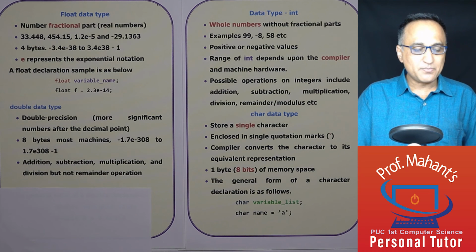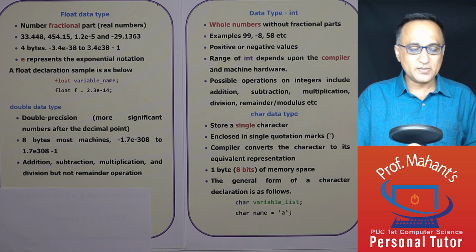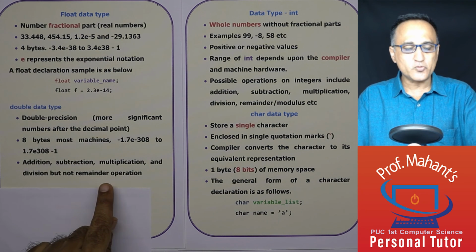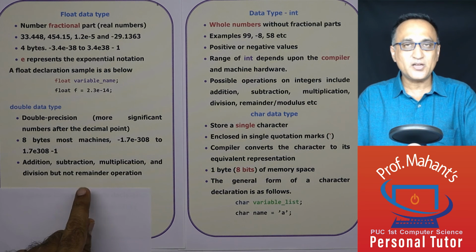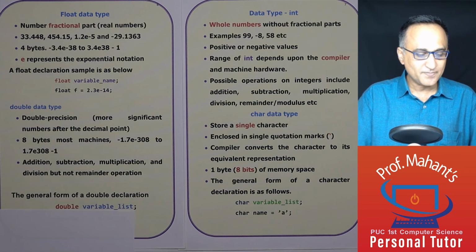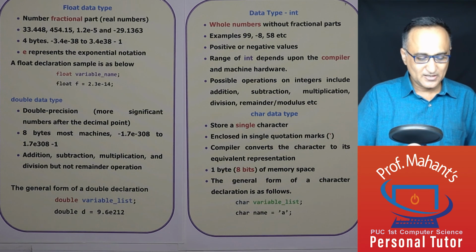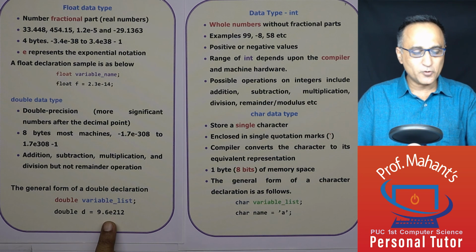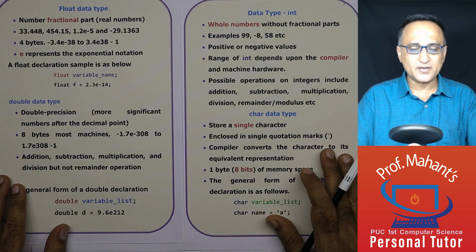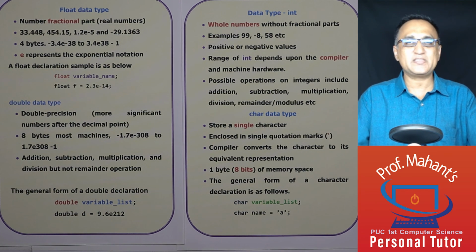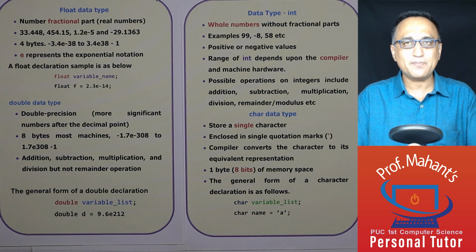Now on the double data type, you can perform addition, subtraction, multiplication and division, but neither on float nor on double can you use the remainder or modulus operator to get the remainder after division. Now the general form of using a double type of variable is like this: double D with this value. Double is a keyword, D is the name of the variable, and this is the initial value I am giving it. So I hope this clarifies your understanding of the very fundamental or basic data types which we are going to use in C++.